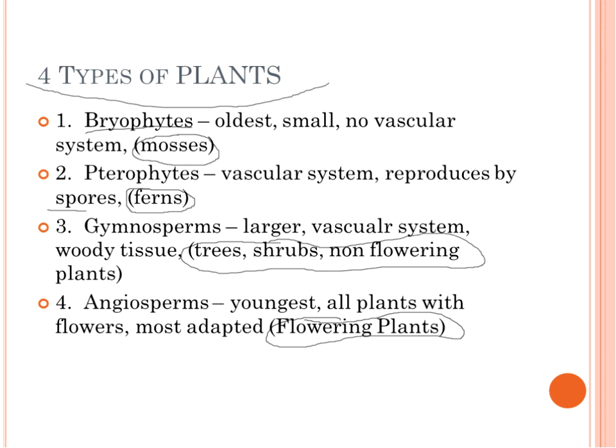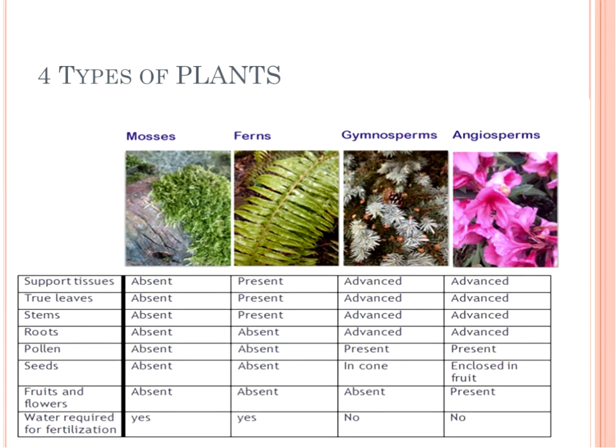Bryophytes are the oldest evolutionary things. Mosses were the first plant to ever land or ever colonize on land. Ferns came next. Gymnosperms came third. Angiosperms came last, however, they're the best, so they're the most numerous. Here they are again: bryophytes, pteridophytes, gymnosperms, angiosperms. And here's some differences as well.